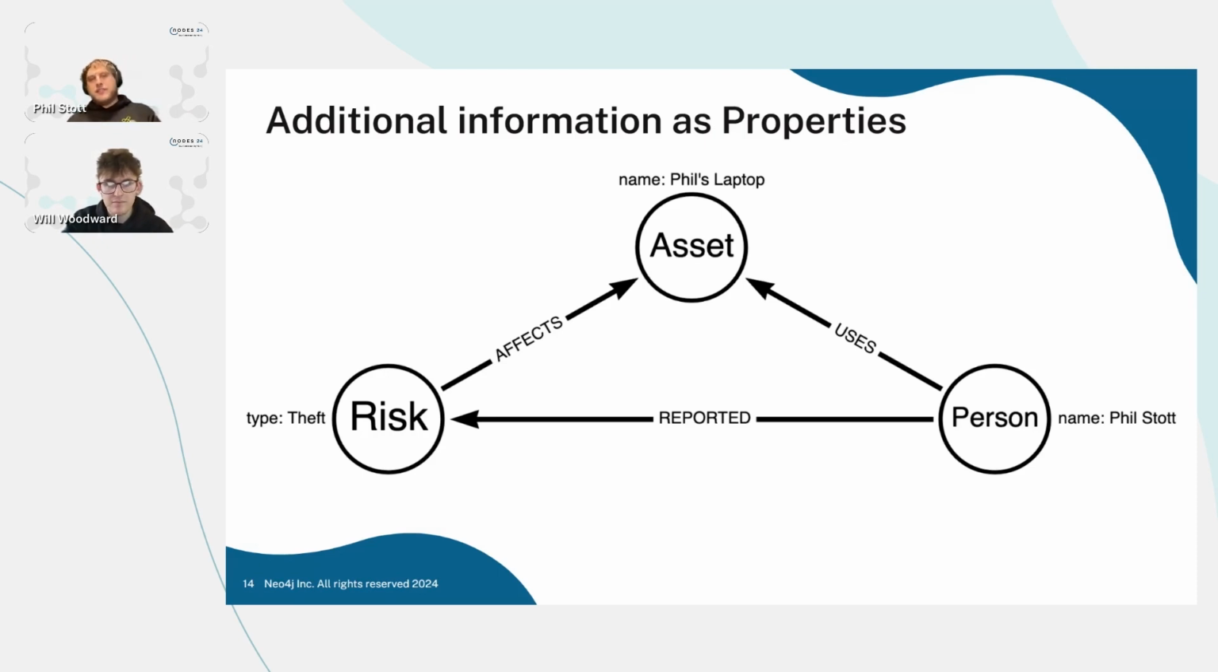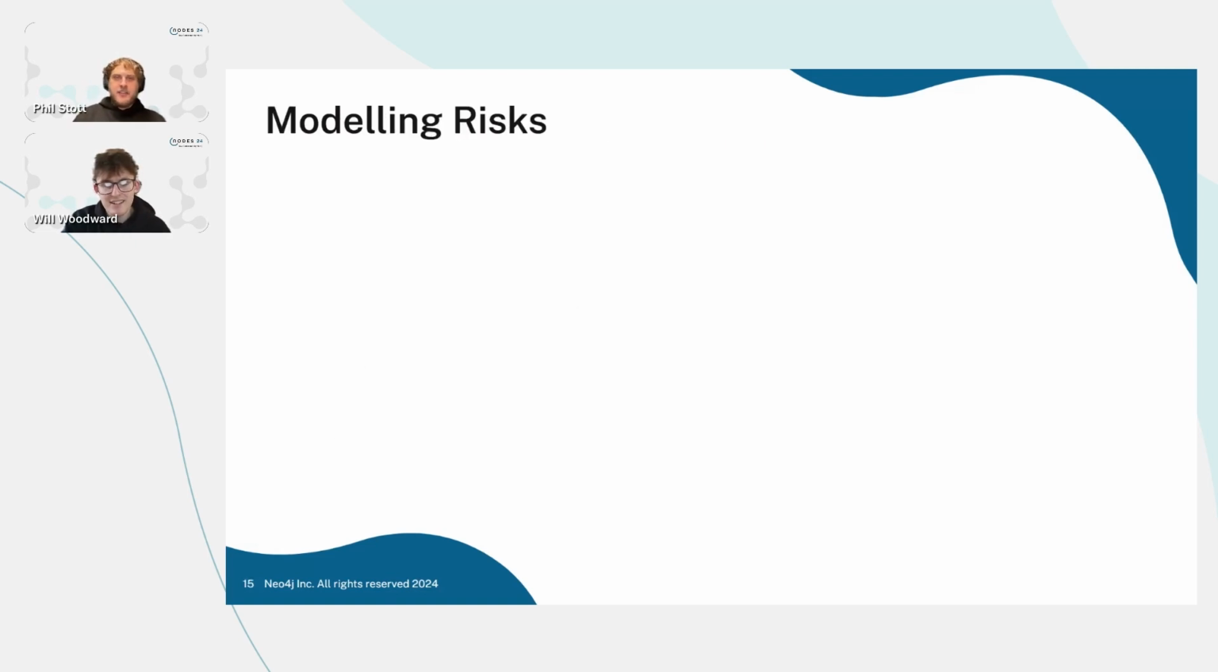So based on this starting point and some simple lessons, I left it to Will to build a graph model that represents the risk register they had. So Will, do you want to go ahead and feed us some information on that?